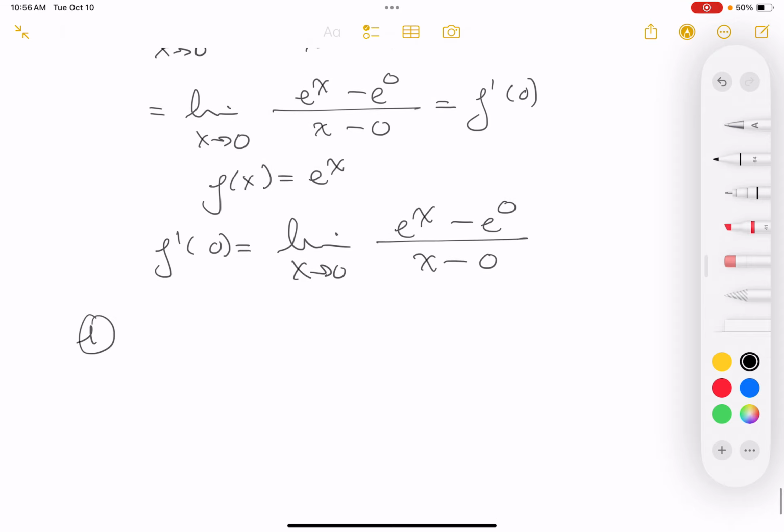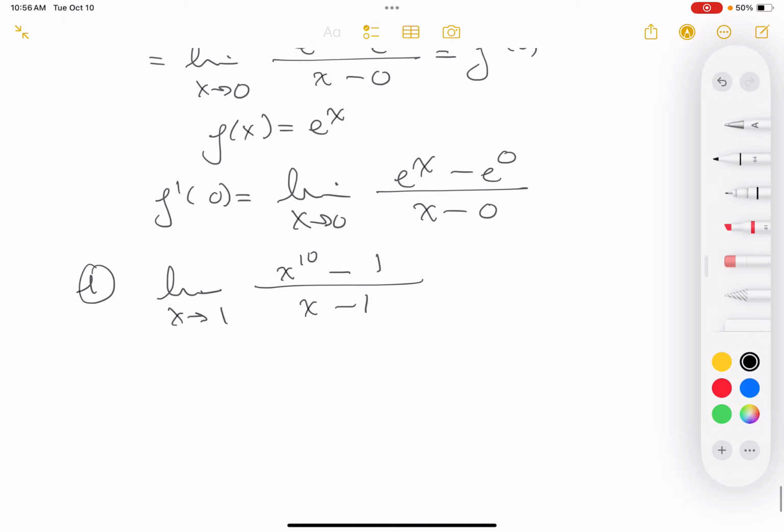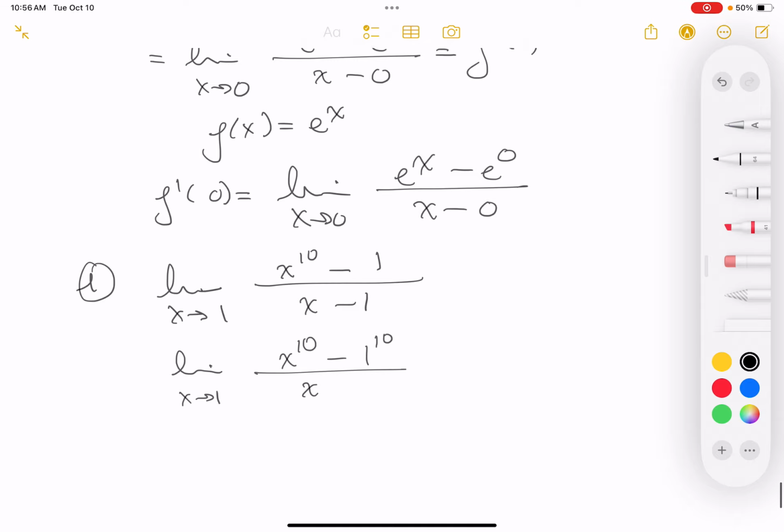Let's go to the next one. Oh, boy. What's L? Limit as x goes to 1 of x to the 10 minus 1 over x minus 1. Well, again, I'm going to write it a little differently. I'm going to write this over here: limit as x goes to 1 of x to the 10 minus 1 to the 10. All right, looks more in line with what I expect.